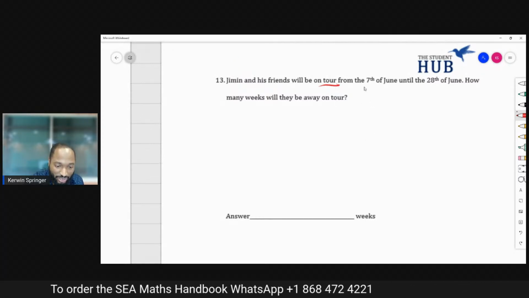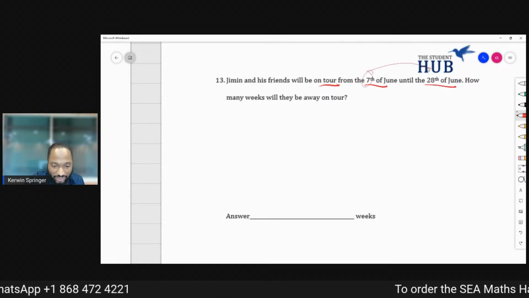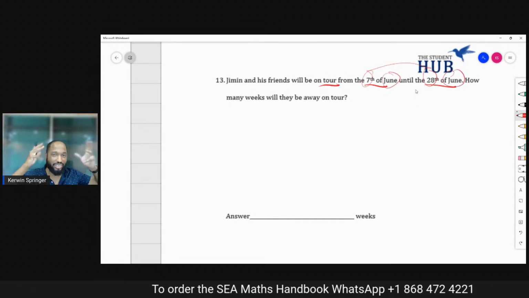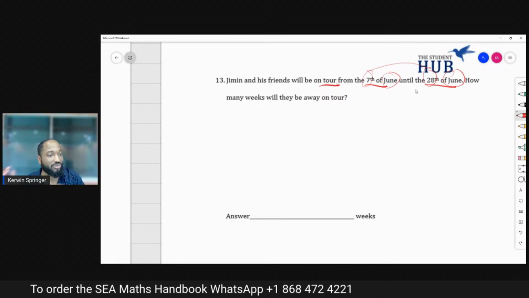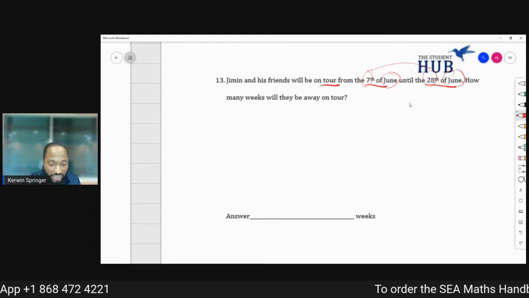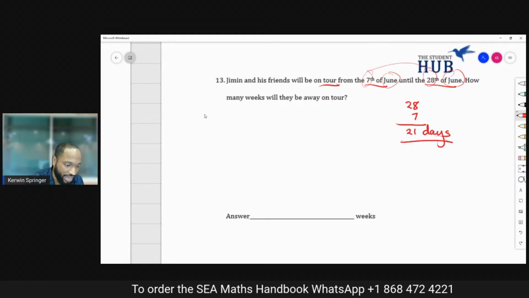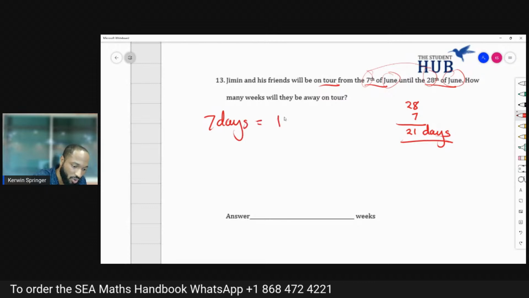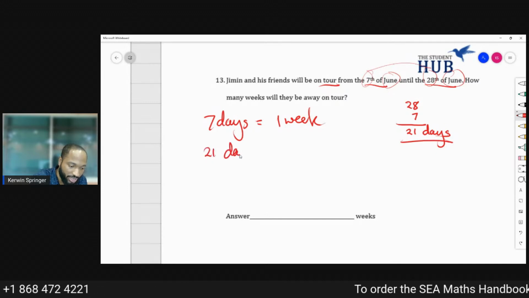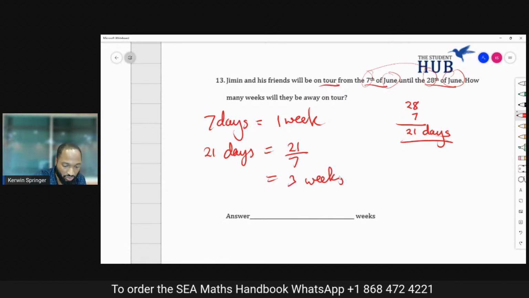So Jimin and his friends will be on tour from the 7th of June until the 20th of June. How many weeks will they be on tour? Well, 7th to the 20th, same month, so nothing to worry about. You don't need to go into the 30 days of September, April, June and November, and 31 for the rest except February. It's the same month, so you just need to say 28 minus the 7th is 21 days. And 7 days is equal to 1 week. So the number of weeks is 21 divided by 7, which is 3 weeks.